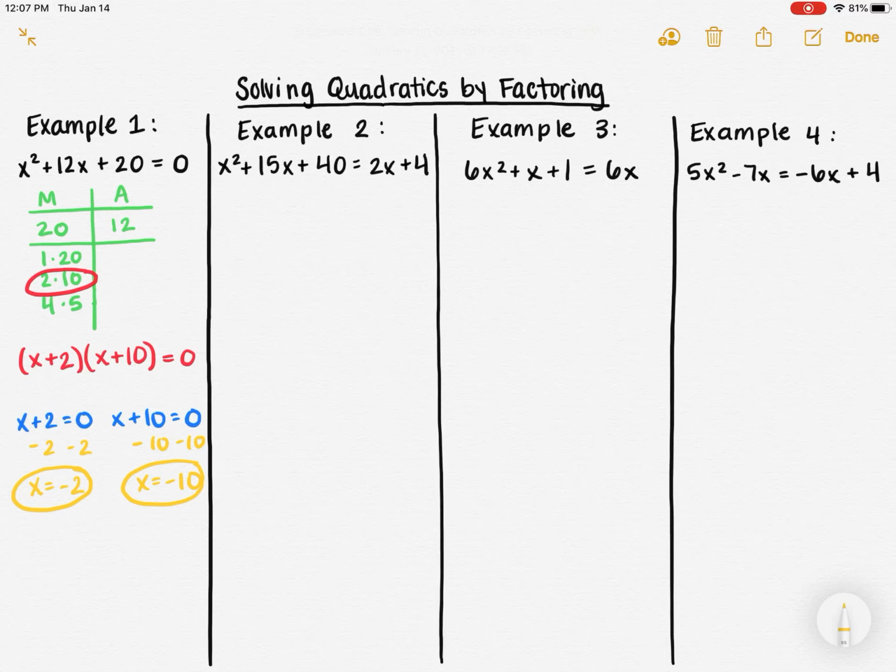So remember, we want to use factoring whenever we see that the equation is already written in standard form, where you see the x squared, the x, and the constant. That's how you know you want to use factoring.